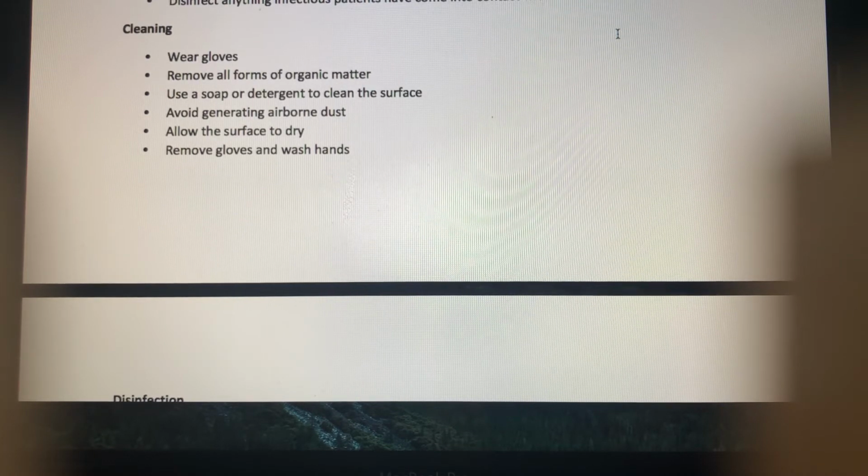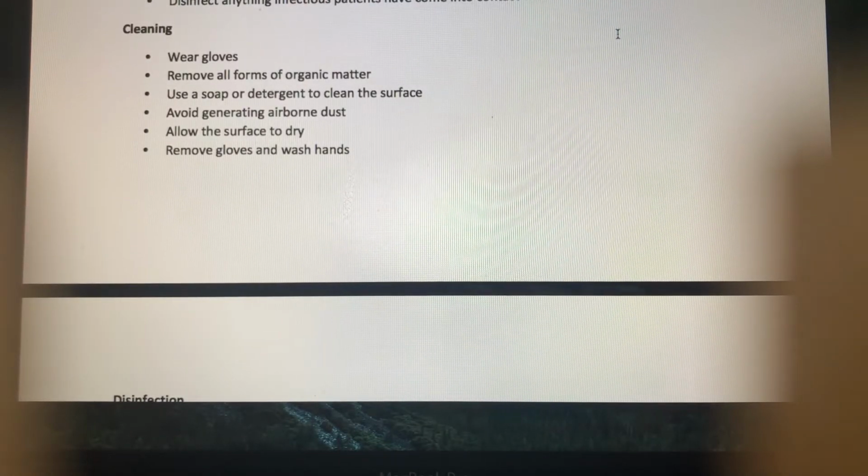Then you can use a soap or a detergent to clean the surface. Good news is that a lot of our disinfectants are cleaners and disinfectants, so you can use the same product for both. Spray your disinfectant on, wipe down the surface, and then spray it again and let it sit to disinfect.